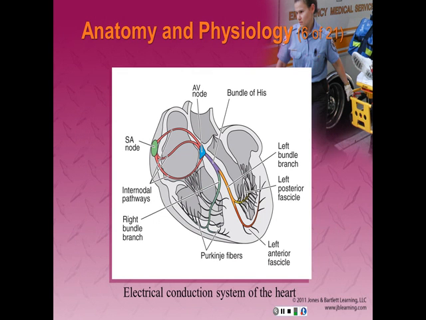There is the AV node, the bundle of His, the bundle branches, and the Purkinje fibers. So if the SA node fails and the stimulus does not travel along the internodal pathways to the AV node, the AV node can pick up, or if there's a failure or block at the AV node, then the ventricle can pick up.